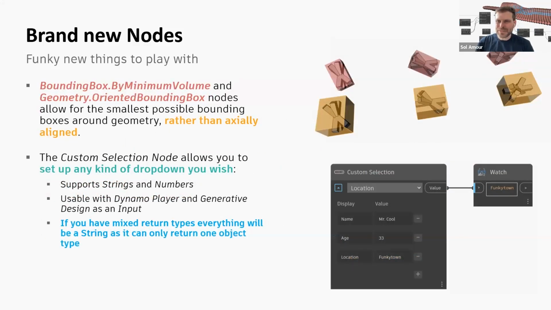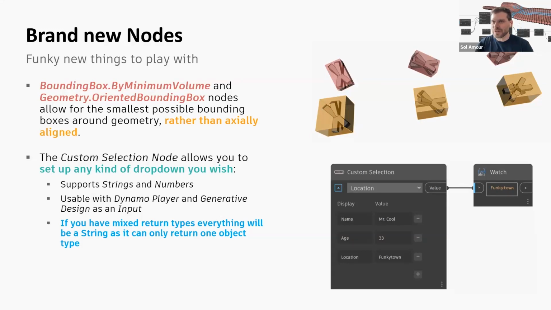And then some other funky new nodes to play with. In the past, we've had bounding boxes inside of Dynamo being axially aligned, which means they were only ever going to bound the object orientated to the XY space, which resulted in not necessarily the minimum bounding box of that object, which was not necessarily so useful. So what we've done is we've added in a couple of new nodes, bounding box by minimum volume and geometry by oriented bounding box, that take the actual minimum possible bounding of that object. You'll notice these are actually the same three objects rotated in different directions with the red and the orange. The orange is the old school version, which is axially aligned, and the red is the new school version, which is the true minimum.